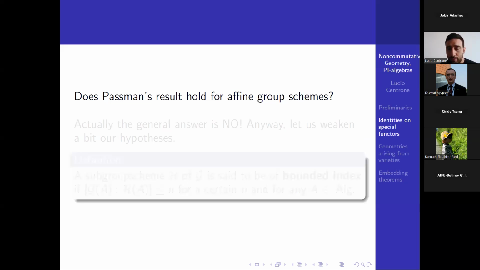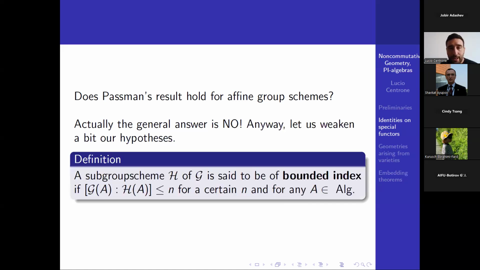So the question one can pose is the following. Is it true that Passman's result does hold for affine group schemes? Well, the general answer is no. But in what I would like to present, I would like to weaken the hypothesis a bit. And we say that a subgroup scheme of a group scheme, the initial group scheme, is said to be of bounded index if, of course, the images are of bounded index for every n.